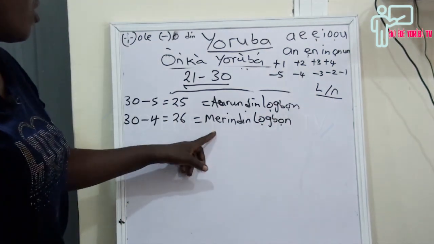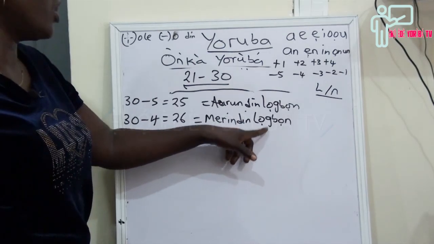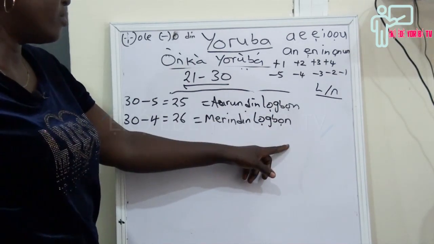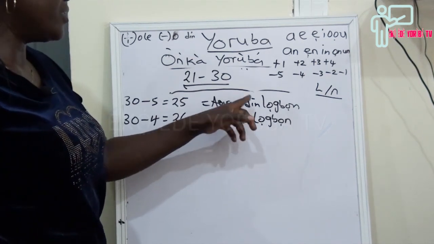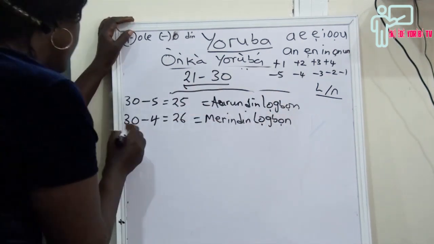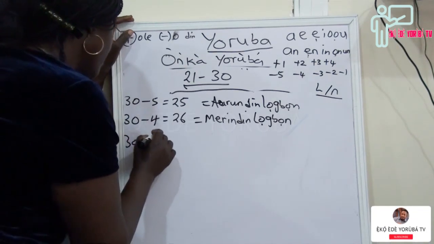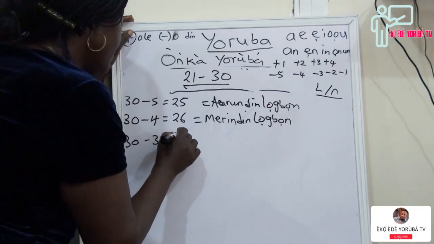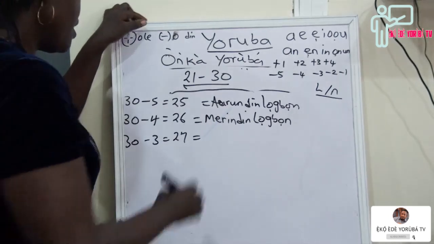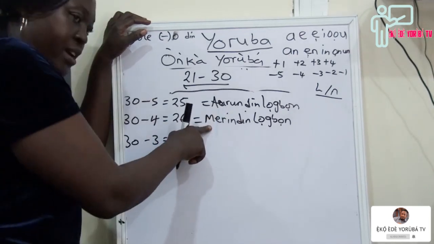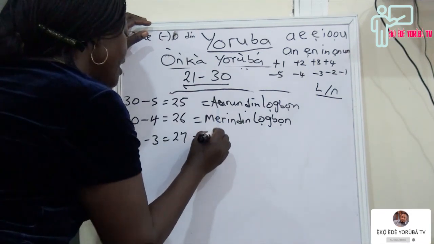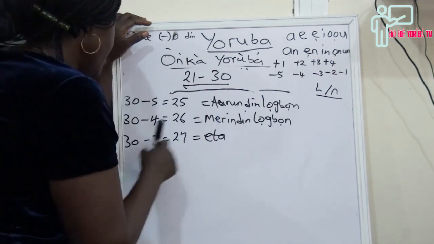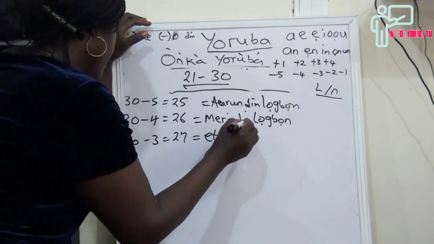So it now becomes mẹ́rìndínlọ́gbọ̀n. Àrúndínlọ́gbọ̀n. So this was 30 minus 3, 27. So I don't want to write M again. I don't want to use letter M here. So I can say ẹ̀tàdínlọ́gbọ̀n.